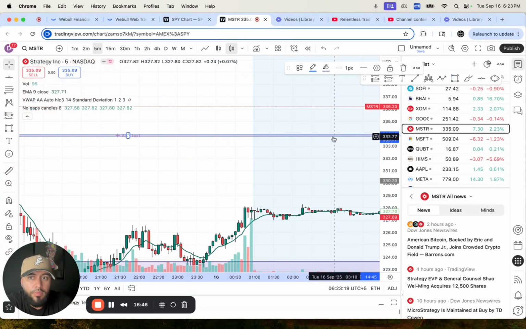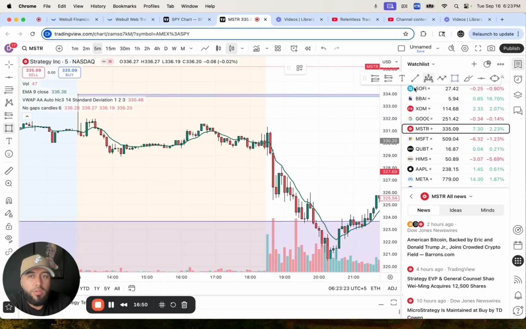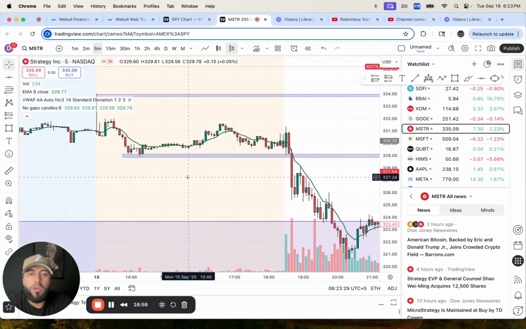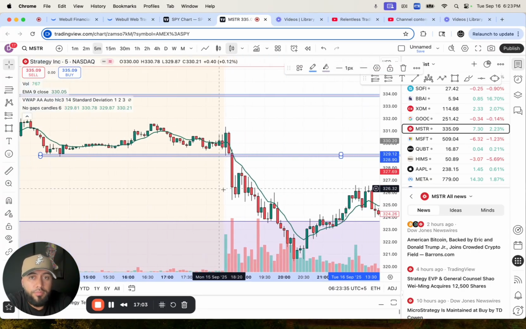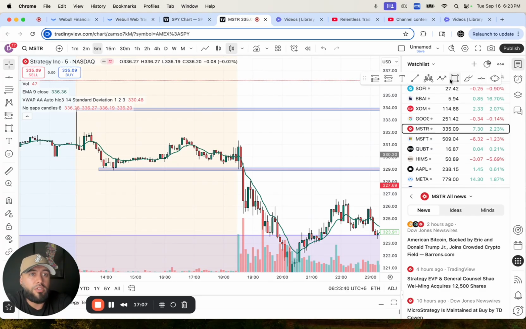So what happens here? We are in the zone, right? We are still in the zone as market opens. We pump up, we come down, we are still in the zone, and then finally we break through, right? We finally break through, and we come back to test the VWAP and the 9 EMA. Well, the 9 EMA is right there.